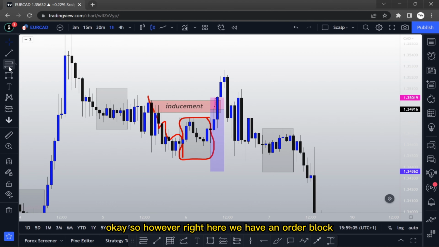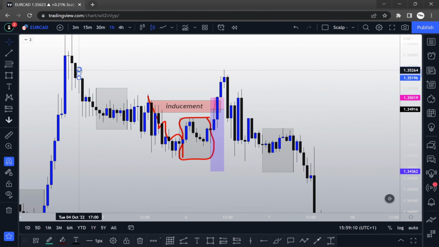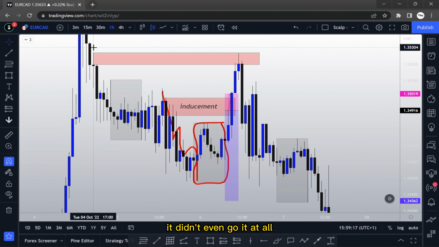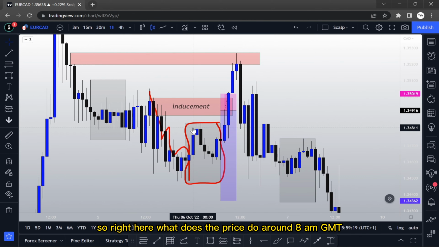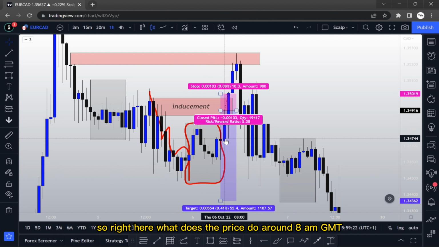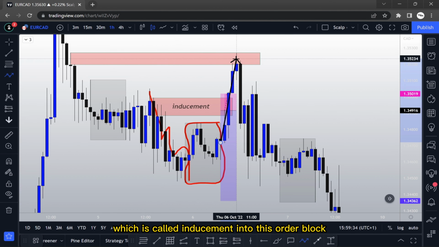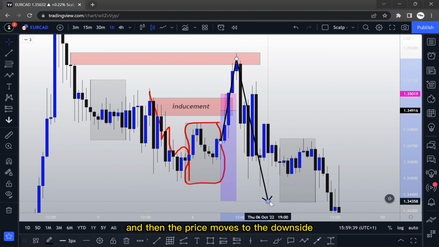Okay, so however, right here we have an order block right above it, precisely to the pip. It didn't even go above it at all. So right here, what does the price do around 8 a.m. GMT? The price opens, goes past all the supply zones, which is called inducement, into this order block, and then the price moves to the downside.